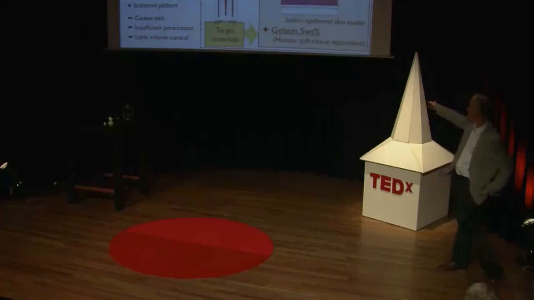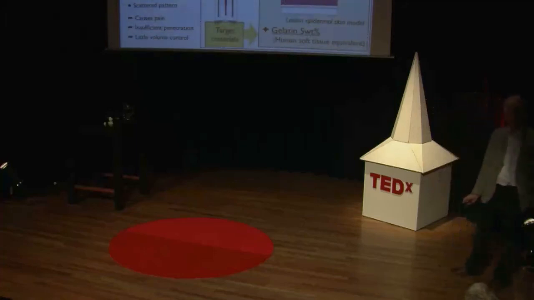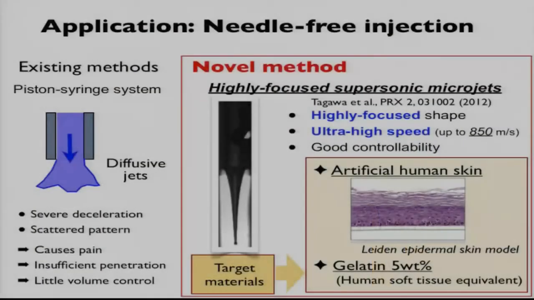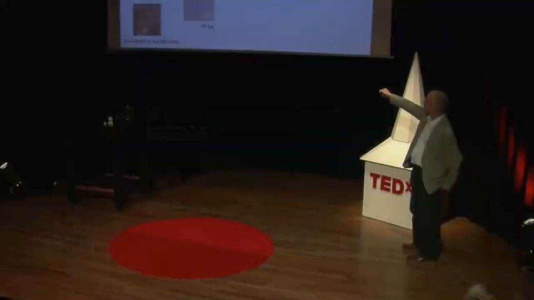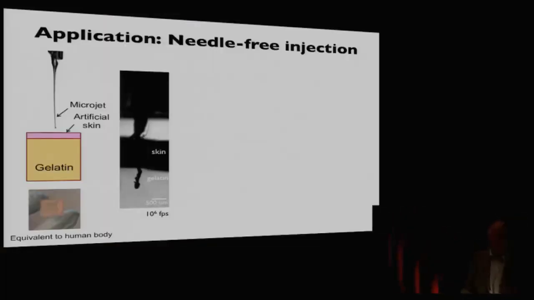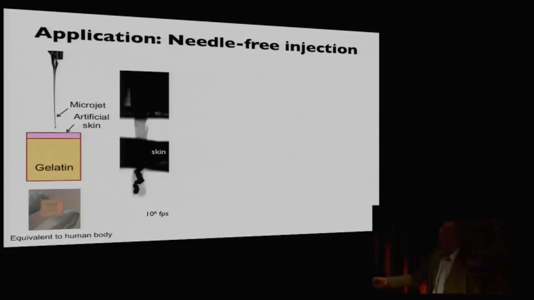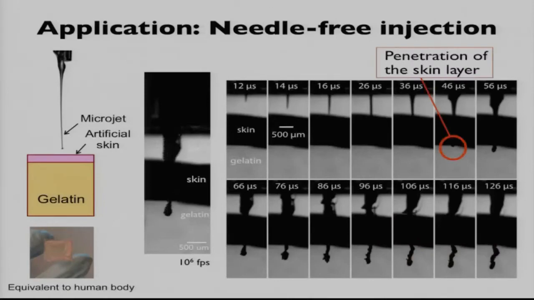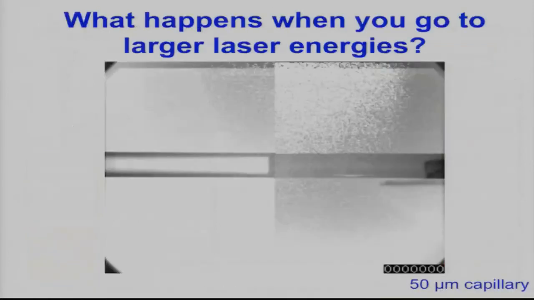The body has some barrier, it's the skin, and what we tried is whether the jet will be virulent enough to go through skin. And we got some skin from Leiden, some real skin. Here we see in the next movie that the jet indeed goes through the skin. So here the jet is coming, going through the skin right here, into the tissue, which here is replaced with gelatin. So it's really a very nice and very new method to apply drugs or vaccines into the body. So you may wonder what's happening if you want to go to even higher velocities.